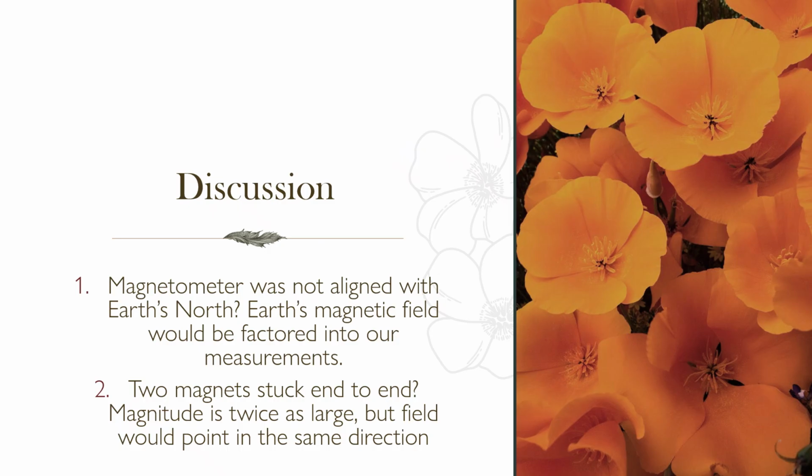So what would happen if the magnetometer was not aligned with Earth's north? Well, then we would have to factor in Earth's magnetic field into our measurements, and it would throw everything off because we'd have two different sources of magnetic field. And finally, what if there were two magnets stuck end to end? Well, we'd end up with a magnitude twice as large calculated in our magnetic field, but the field would point in the same direction, so all the directions would be the same.